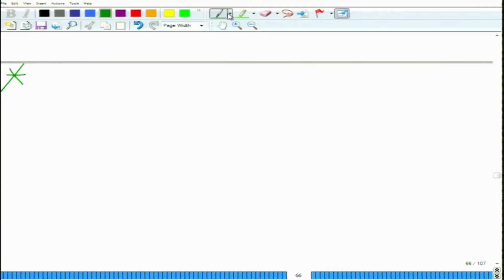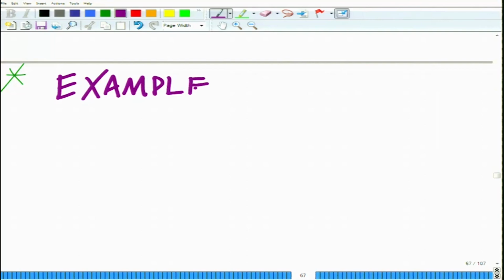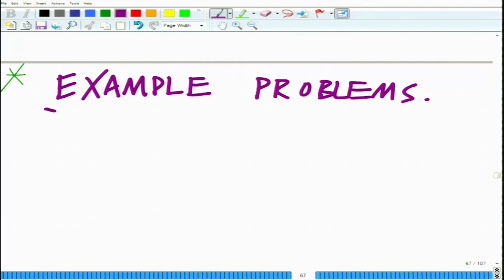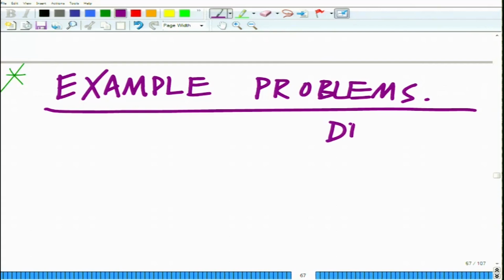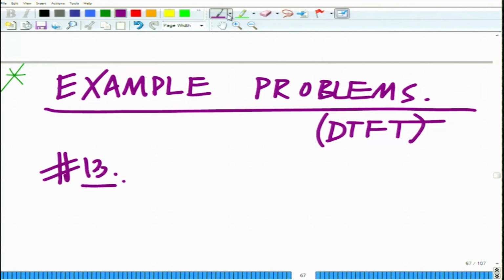So, we are looking at example problems for the DTFT, the discrete time Fourier transform. Let us continue our discussion. Alright, so we are looking at examples. Let us start with problem number 13, if I remember correctly.